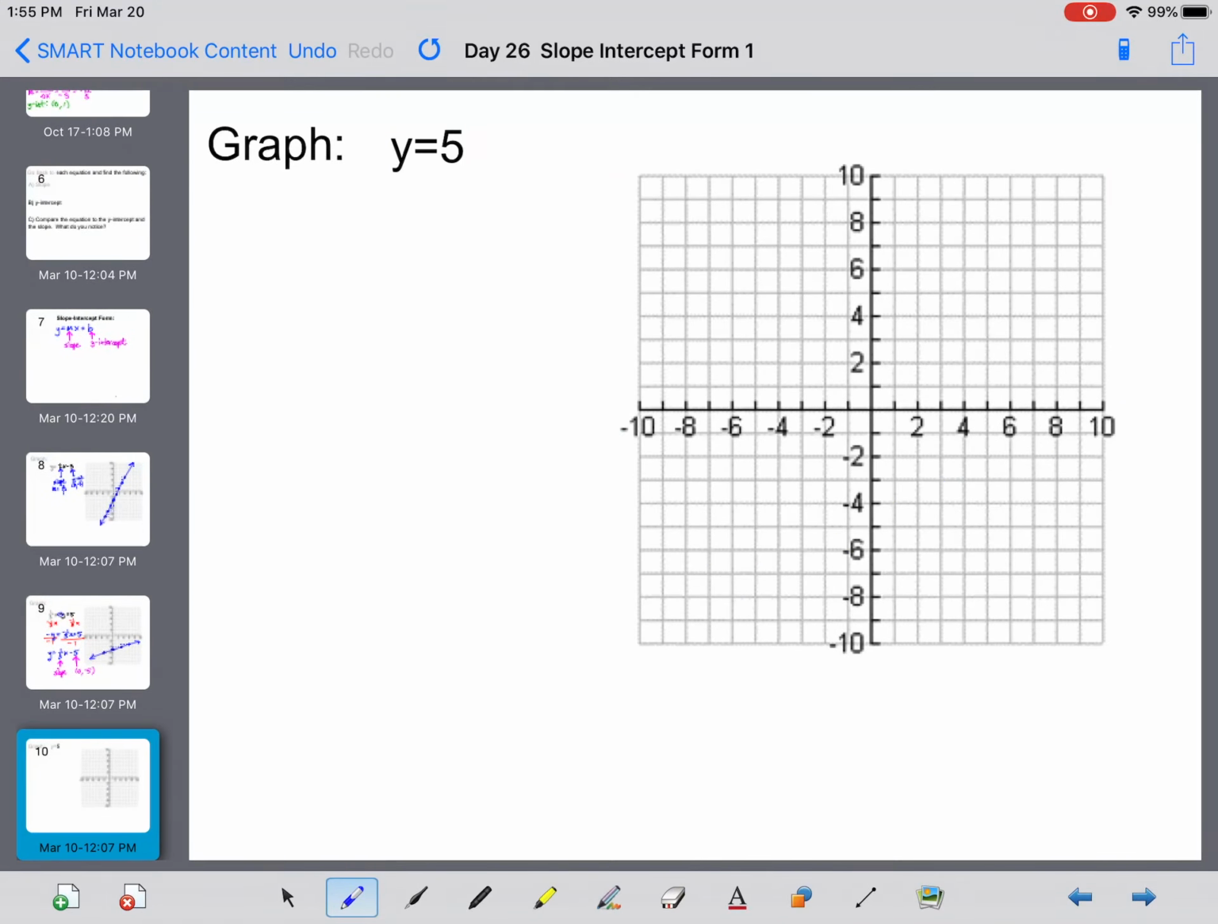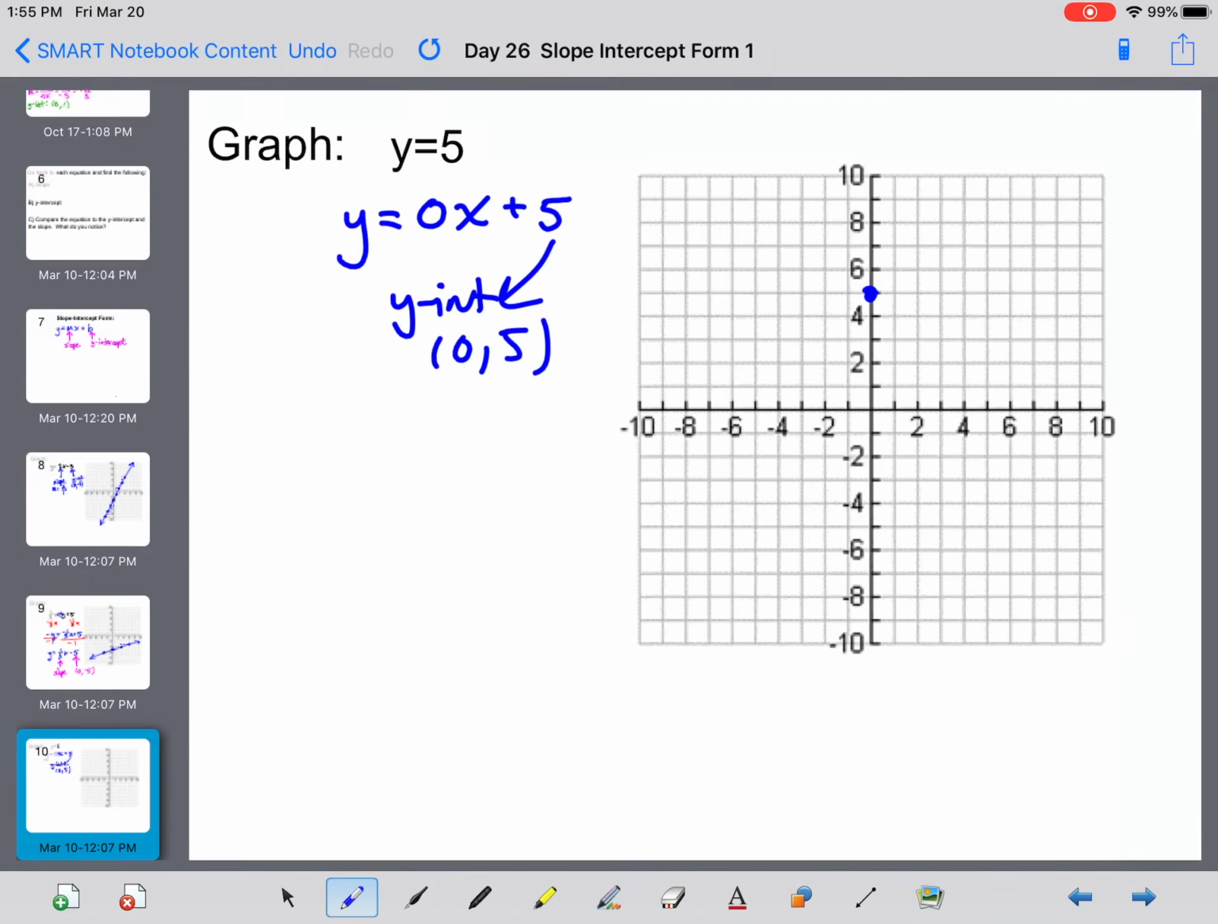Oh, how about y equals 5? So this is a y equals line. That's great. There is no slope. So that's almost like y equals 0x plus 5. That means that my y-intercept is at the point 0, 5. That's my y-intercept. And since there is no x term, it's a 0x.